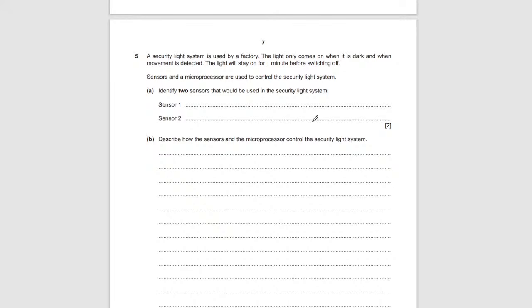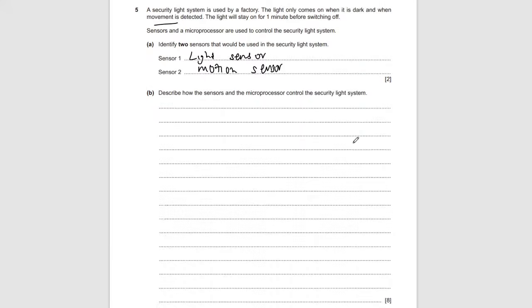The first one, because it's a light system, there should be a light sensor. You see why I'm saying it's easy? If it's a light system, you'll need a light sensor, wouldn't you? And if it is talking about movement detected, what will you need? A motion sensor. This question is so general knowledge, you just cannot miss out on this.